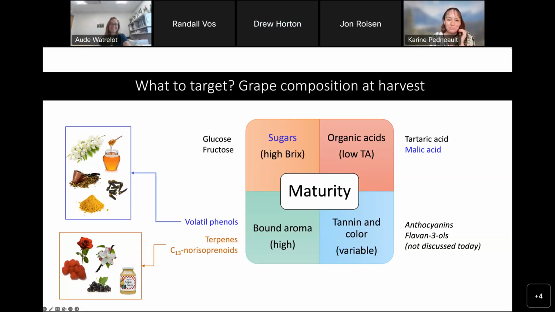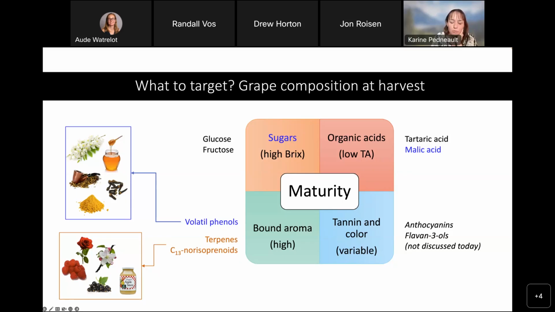So all right, so sugars and organic acids are the typical things we're looking at for harvest when you need to take harvest decisions in your field. You want the sugar to be high, you want the acid to be low. So those are the two main parameters. Two other parameters are very important. The third one is bound aroma. As Randall pointed out, bound aroma is aromaless. Actually, you cannot sense it because it's tasteless.